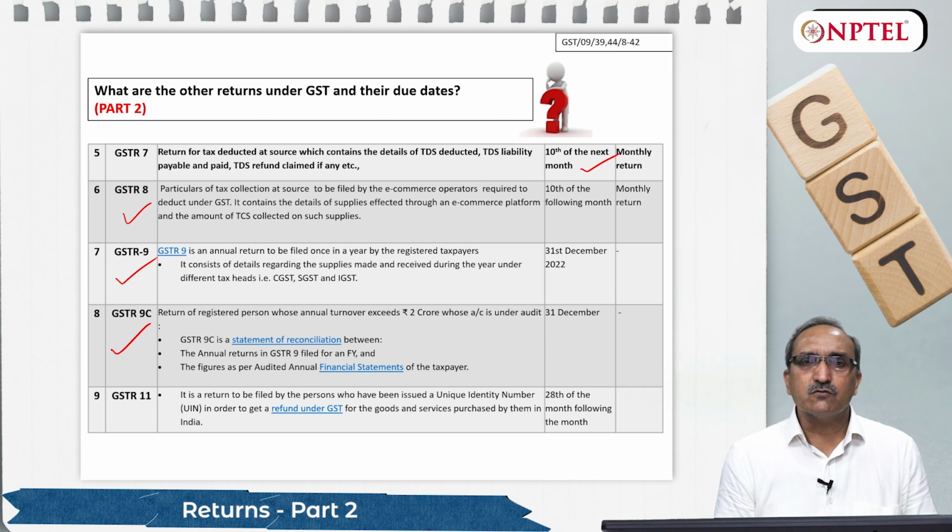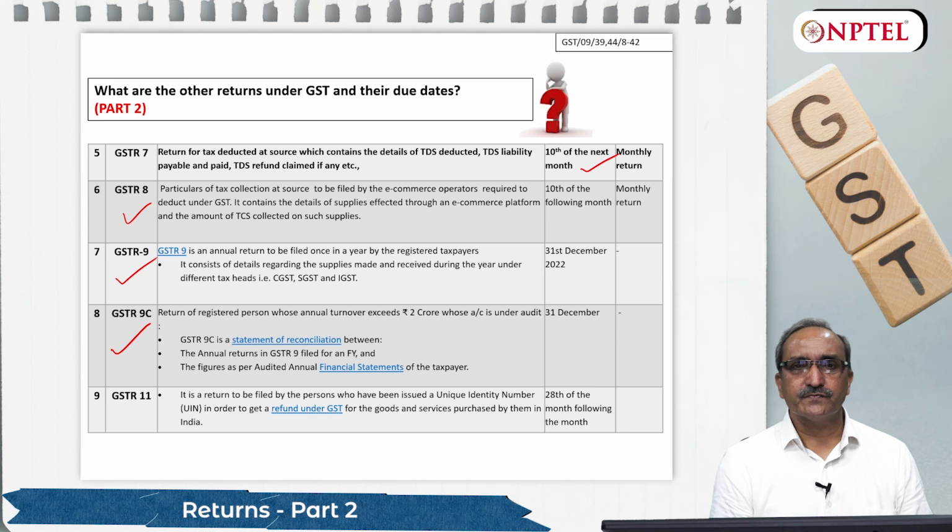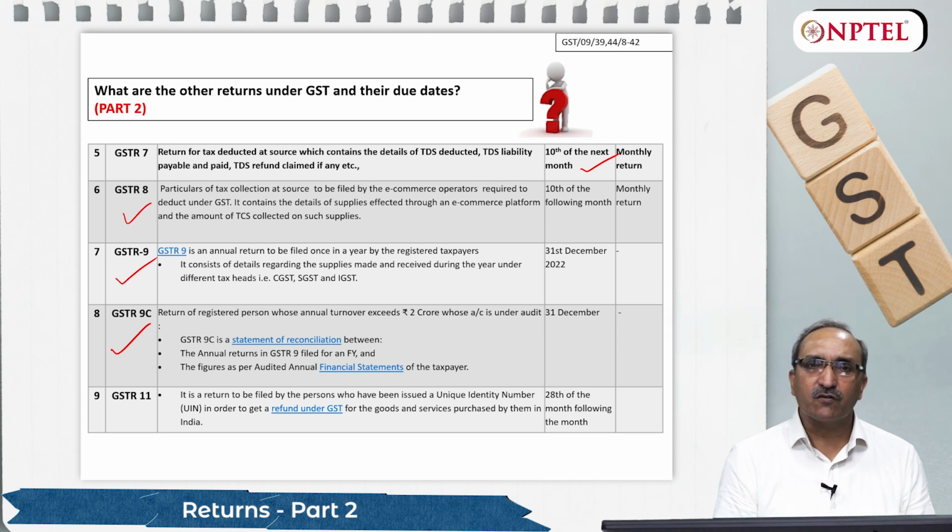So in books of accounts, if your ITC for the whole year is 1 lakh rupees, but in GSTR records your ITC is 70,000 rupees, then you have to mention why there is a difference. You have to give a reconciliation for that.